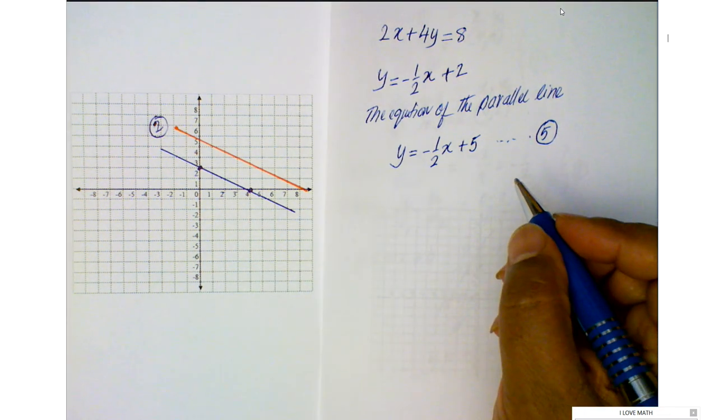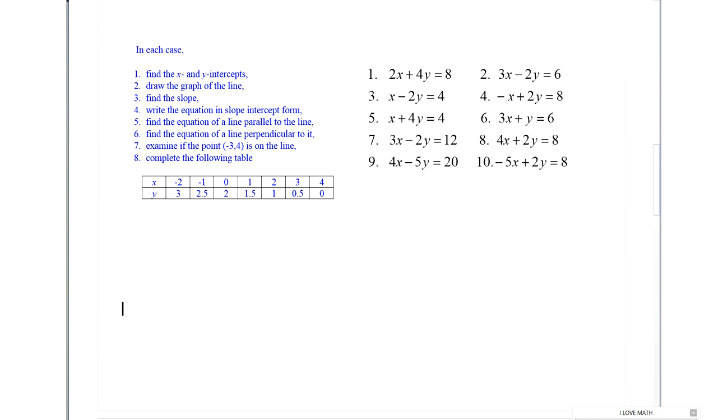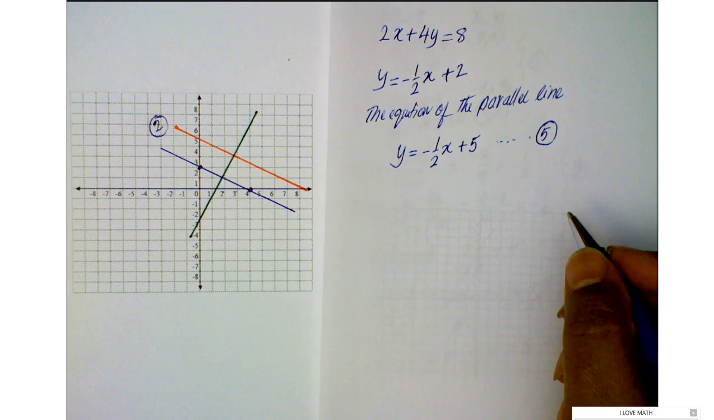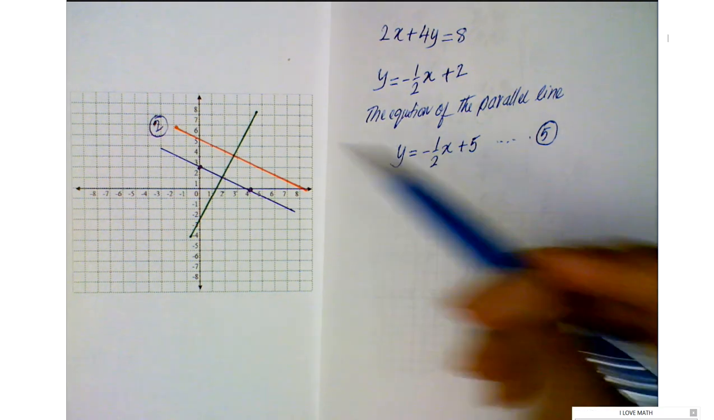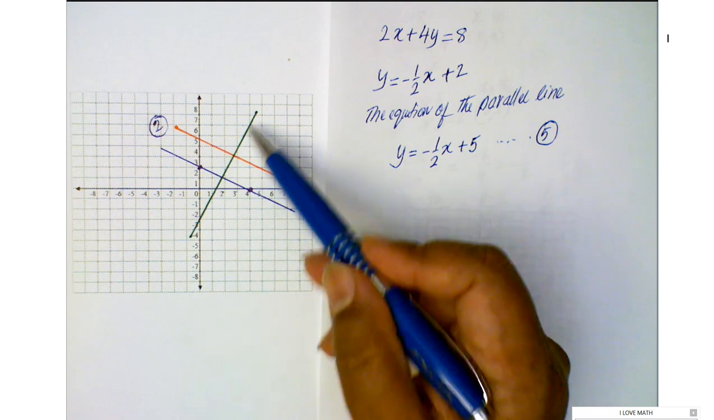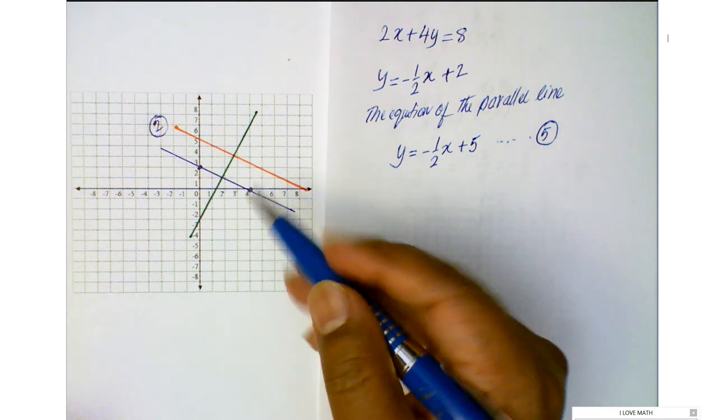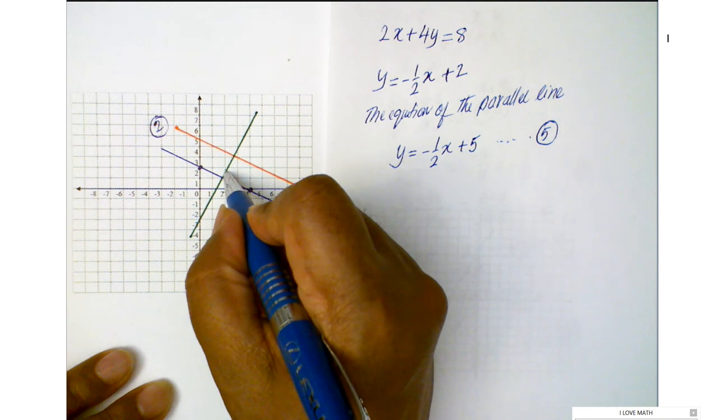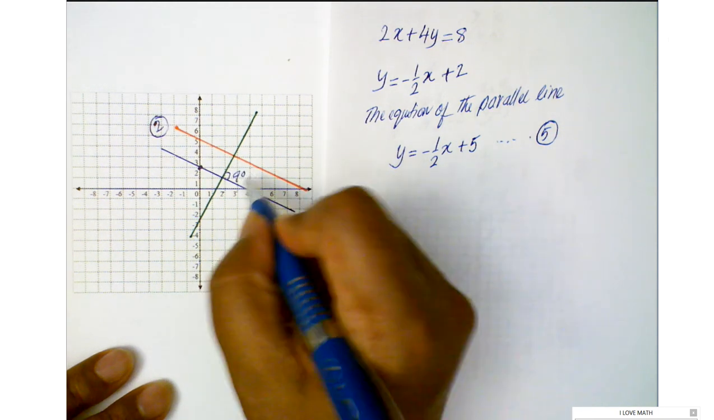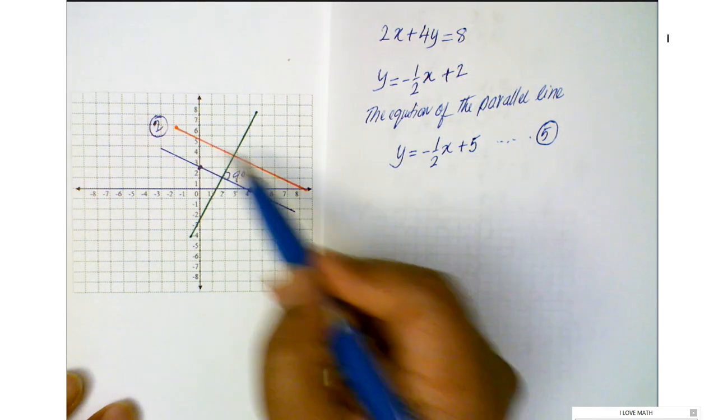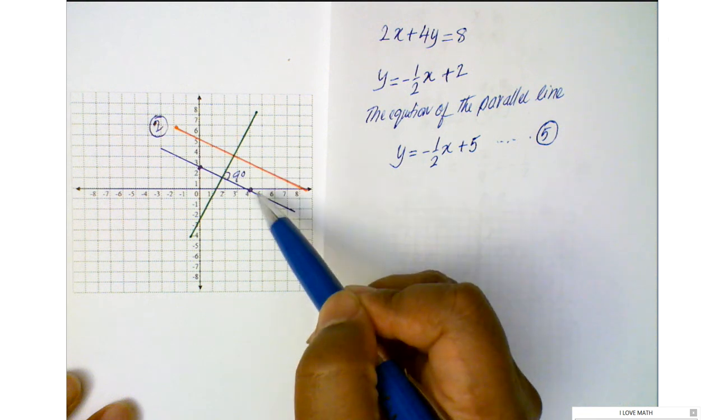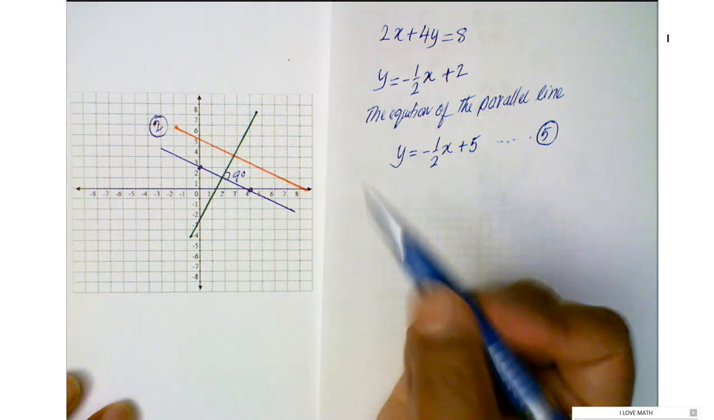What about question number 6? Let's see what the question is. Question number 6 is find the equation of the line perpendicular to it. Perpendicular to it. The perpendicular line is the green line. The green line is perpendicular to the blue line. And it is perpendicular because this is 90 degrees. Actually, these and that, these are all 90 degrees. And because the orange line is parallel to the blue line, the green line is also perpendicular to the orange line.